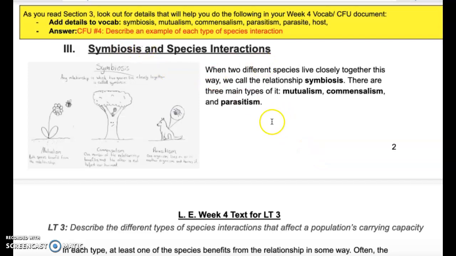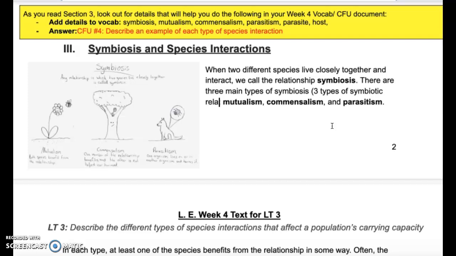Symbiosis and species interactions. When two different species live closely together and interact, we call the relationship symbiosis. There are 3 main types of symbiosis, or symbiotic relationships: mutualism, commensalism, and parasitism.